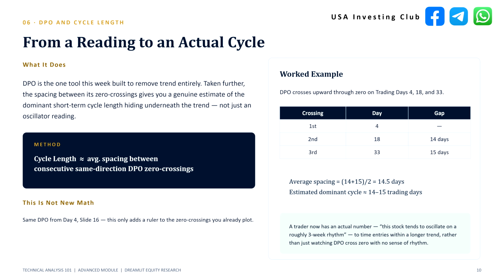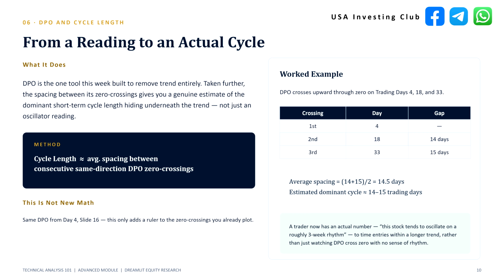From a reading to an actual cycle. DPO is the one tool this week built to remove trend entirely. Taken one step further, the spacing between its zero crossings gives you a genuine estimate of the dominant short-term cycle length hiding underneath the trend, not just a single oscillator reading.